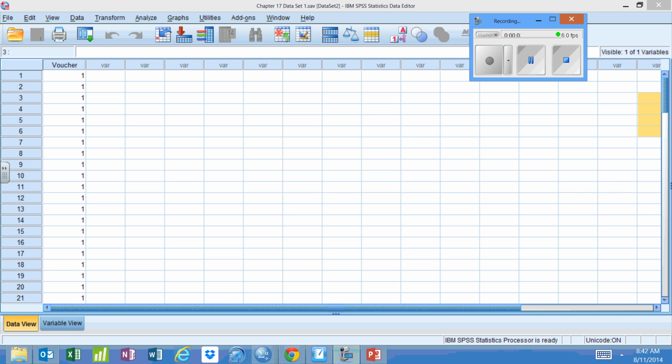For the chi-square analysis, I'm going to use the data set, Chapter 17, data set 1. And what they're looking at is the preference for school vouchers. I'm assuming they interviewed parents or did something like that. But when you open the data set, you're going to get something that looks a little different. It just says voucher, and then it's got the numbers 1, 2, and 3 in the column.